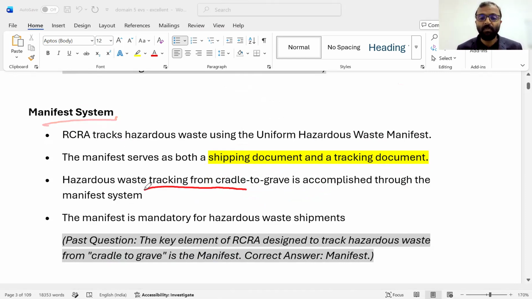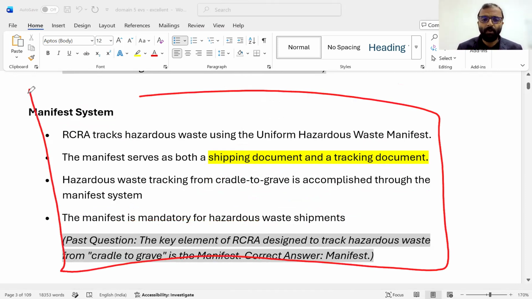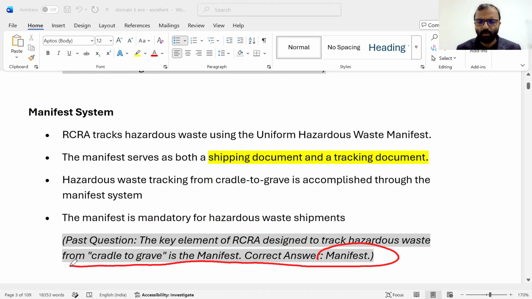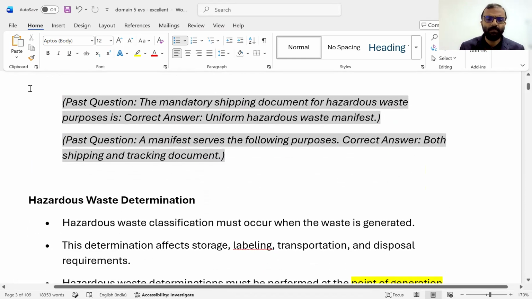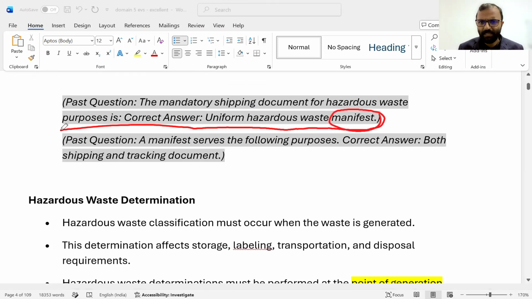Hazardous waste tracking from cradle to grave is accomplished through the manifest system. Manifest is mandatory for hazardous waste shipments. It is mandatory document है. ये पढ़ो, very important. The key element of RCRA designed to track hazardous waste from cradle to grave is the manifest system. Okay, fine. Now moving on to the, two more questions are there. The mandatory shipping document for hazardous waste purpose is Uniform Hazardous Waste Manifest. Okay, so that is mandatory document.